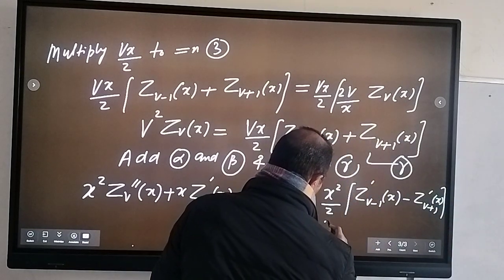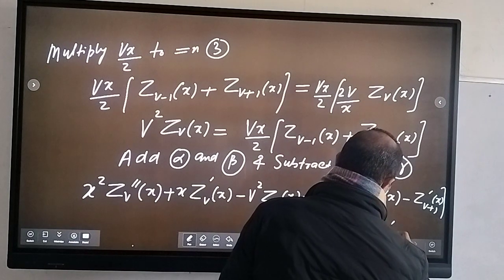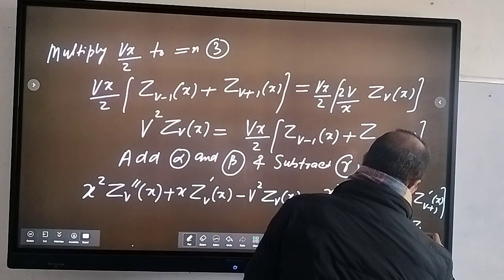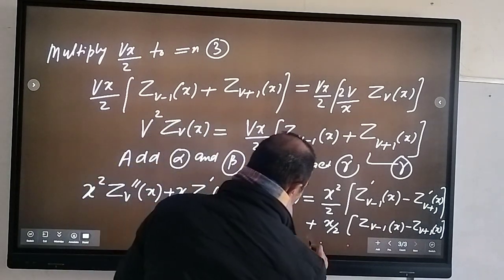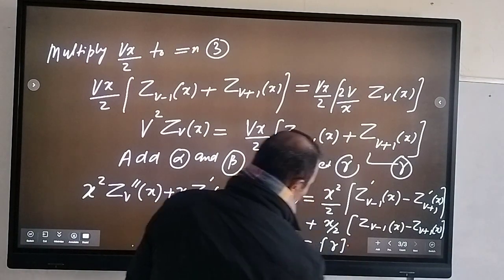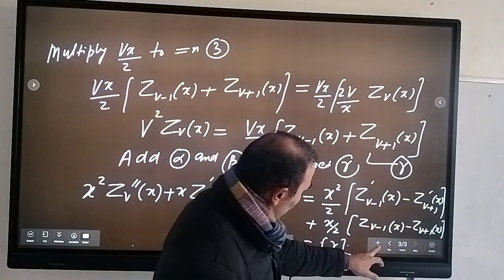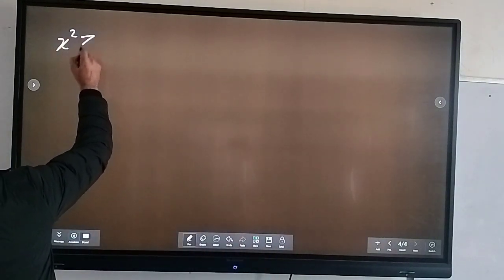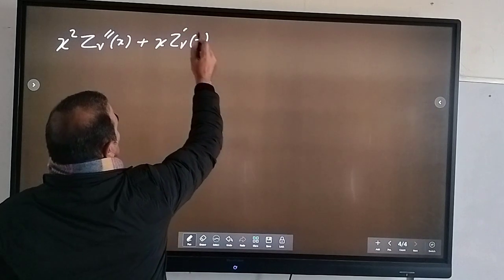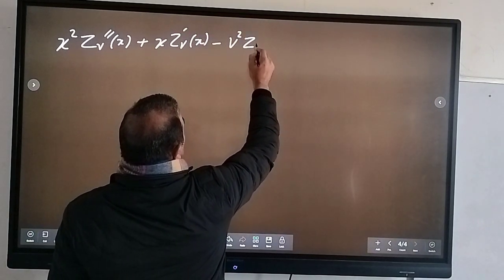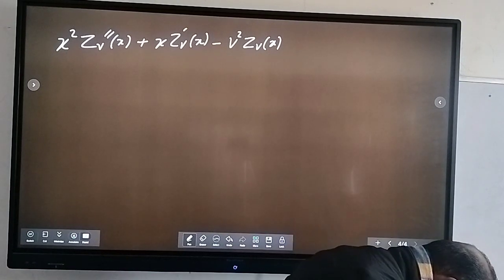So this first term plus x by 2 into that, so x by 2 that is z v minus 1 of x minus z v plus 1 of x. So these two terms and then subtraction of this term and minus that gamma. Right? Because there is no space here, it is better to write, instead of gamma, vx by 2 this term. Right? So I can rewrite this as x square z v double dash. Right. So this is our left hand side.